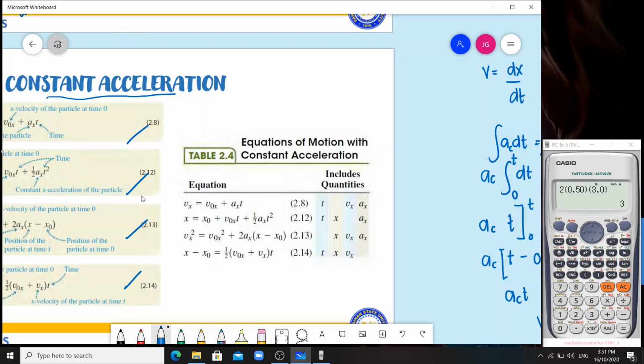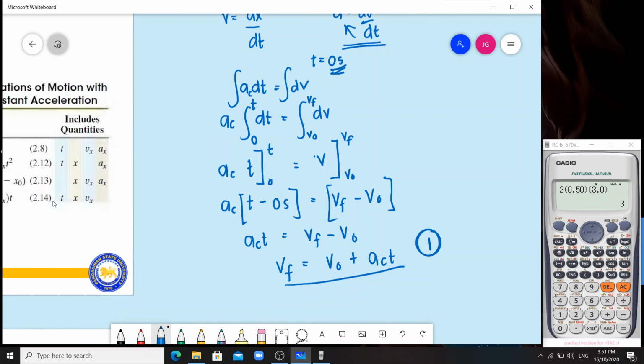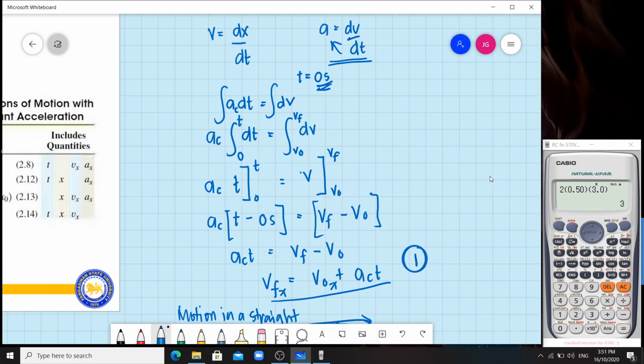This one. Ayan. Okay. Ma'am, bakit po vx yan? Bakit may x? Kasi 'di ba, what we are discussing right now is motion in a straight line, or we can say that is positive x muna or negative x. So this is the velocity in x direction only. Okay? So meron na tayong first formula.